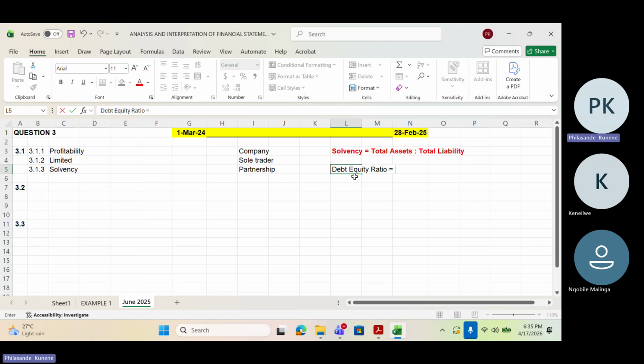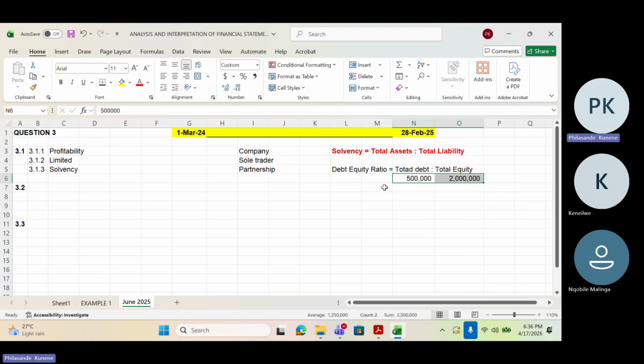We are comparing total debt to total equity. So at all times, we always want to have equity that is more than our debt. If I have 500,000 as my debt, I need to have 2 million as my equity, right? Or else, if my ratio is 1, maybe this side is 2.